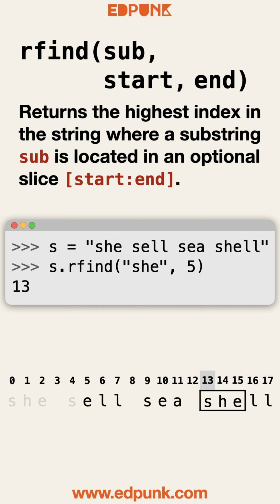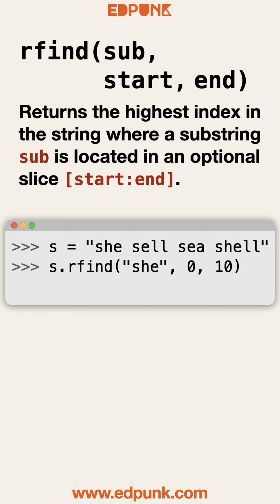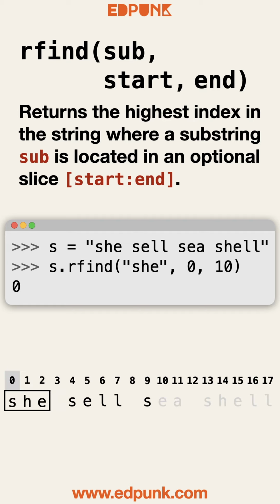Let us take another case where we execute s.rfind she, 0, 10. Now, the new search string starts at index 0 and ends at index 9. The method is able to locate an occurrence starting at index 0, after which there is no more occurrence, so it returns 0.